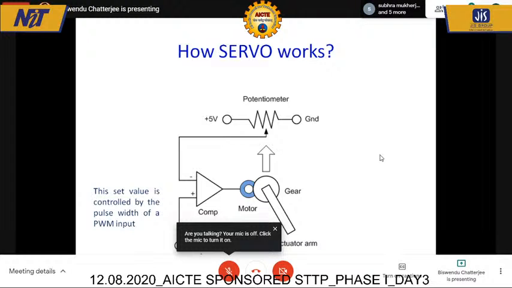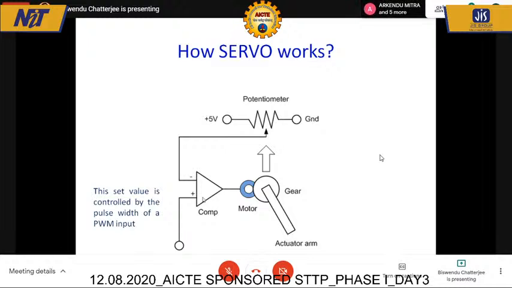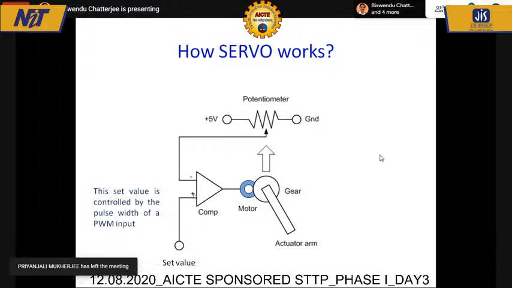Now, how is this set value controlled? Directly, we cannot put a voltage here. The control circuit has some internal ICs built in, and that IC takes not the voltage, but the PWM input. The pulse width of the PWM input controls the angle the servo will rotate. This is the basic thing that will make our system work.